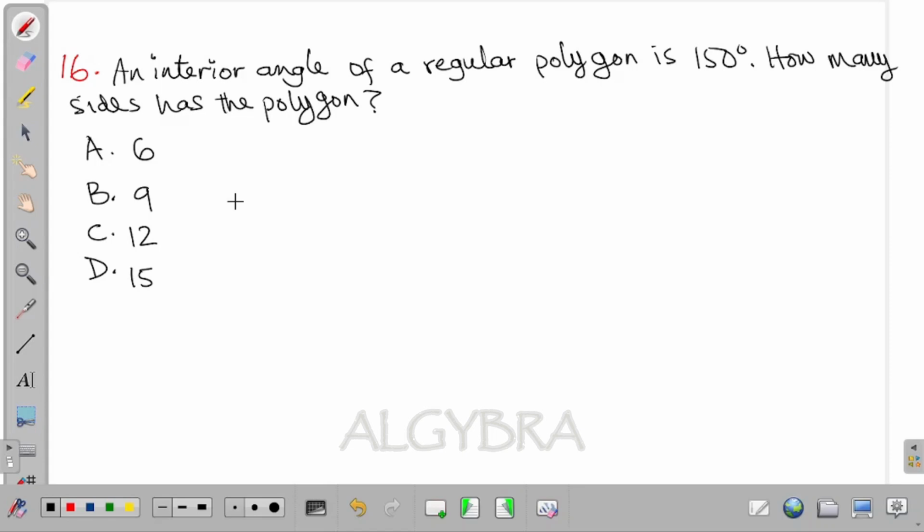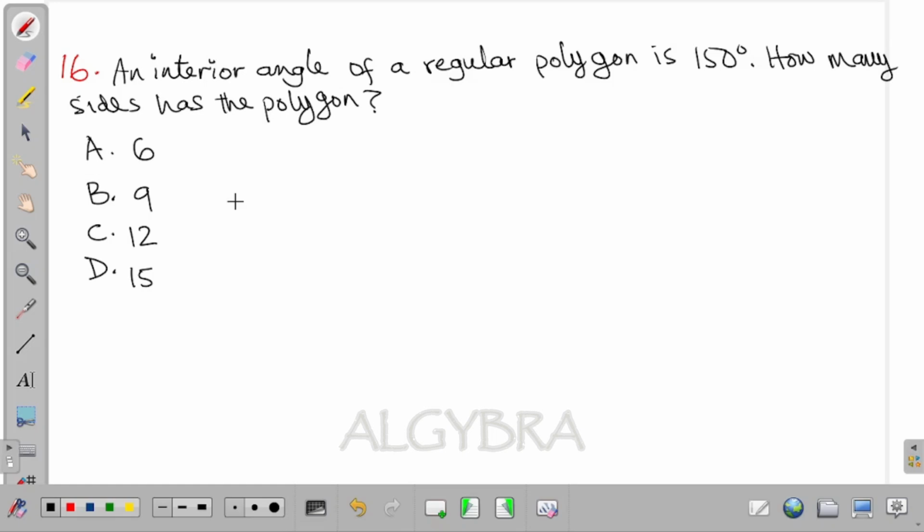So in today's video we are going to go through question 16 of the WAEC 2025 objective math questions. In this question we have that an interior angle of a regular polygon is 150 degrees. How many sides has the polygon? Option A is 6 sides, option B is 9 sides, option C is 12 sides, option D is 15 sides.